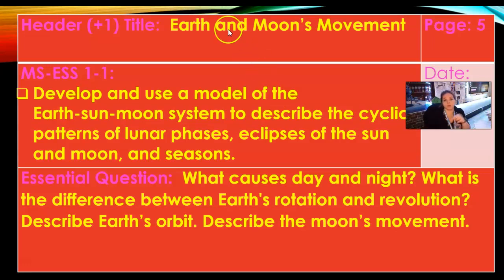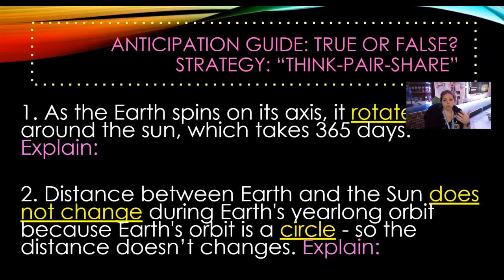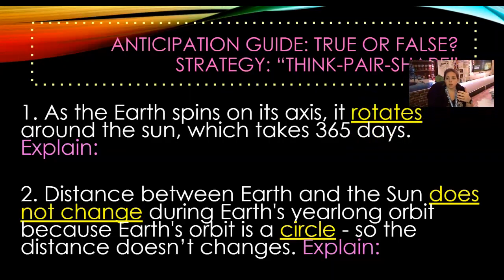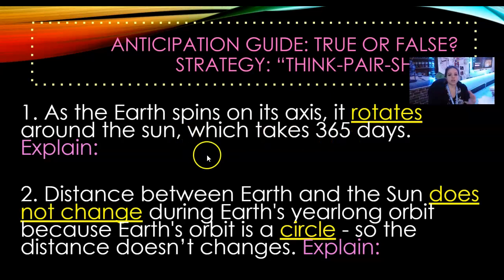At the top you could write in Earth and Moon's movement, you don't need to write this in, just get this in. All right, we're going to flip back to the anticipation guide, and you're going to write true or false for what you think on 1 and 2 on the left-hand side. As the Earth spins on its axis, it rotates around the sun, which takes 365 days. True or false? Number 2, distance between the Earth and the sun does not change during Earth's year-long orbit because the Earth's orbit is a circle. So the distance doesn't change. True or false?